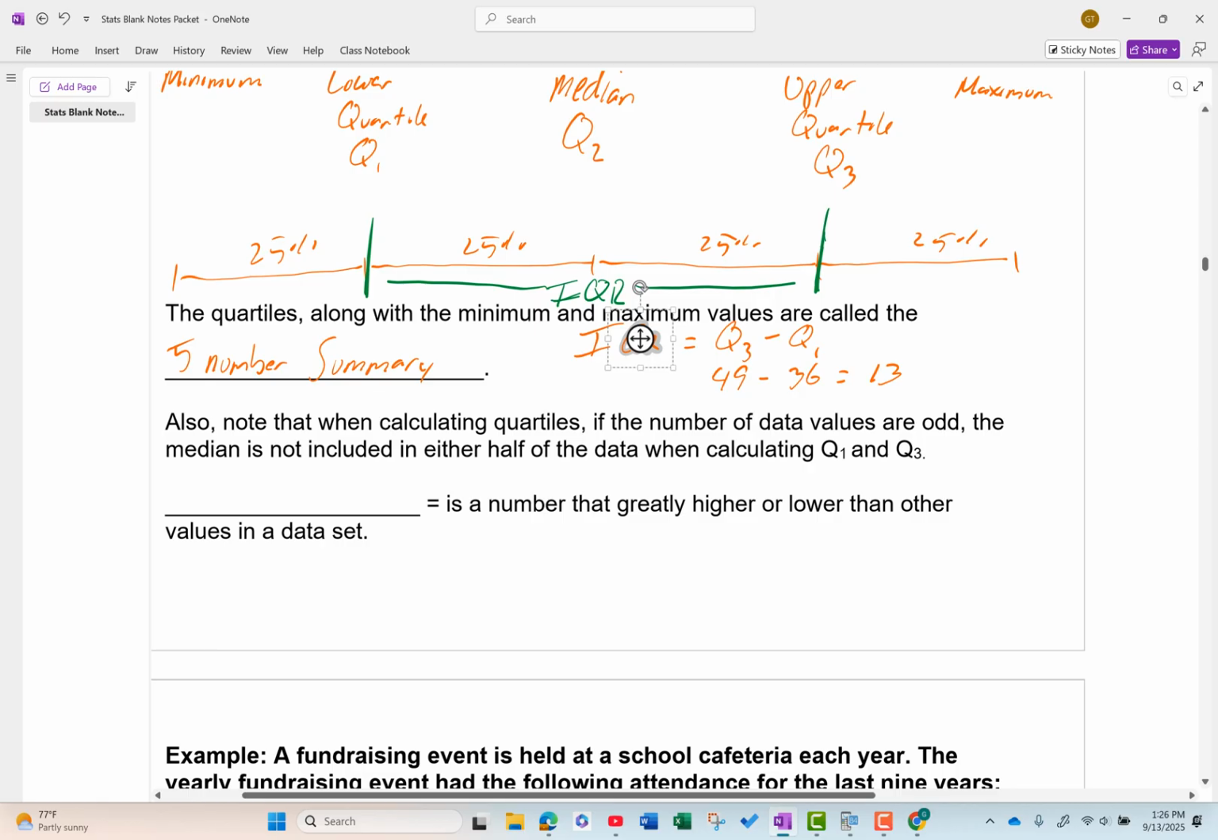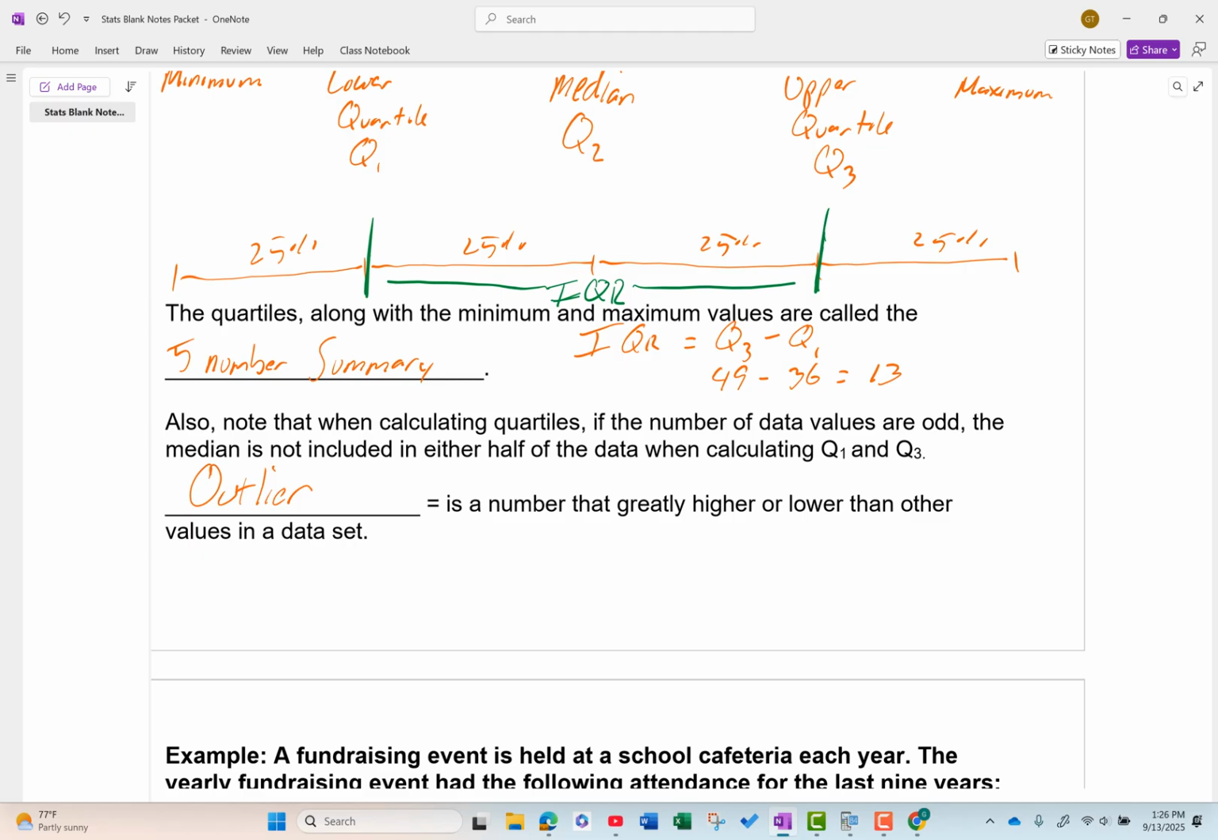Now, if we have a number that's greatly higher or greatly lower than the rest of the value set, we call that an outlier. Not a Q. Outlier. It is something that is very different than most of the rest of the data. It's very large or very small.